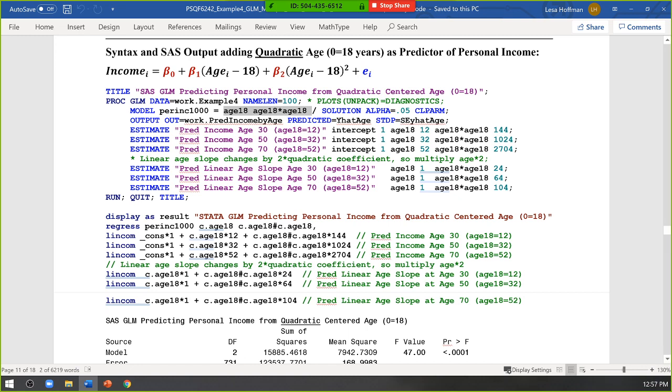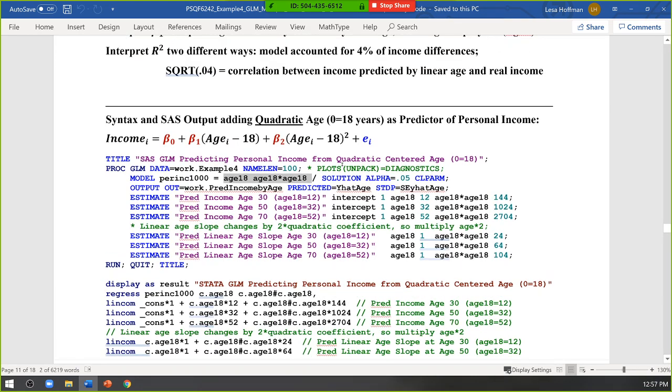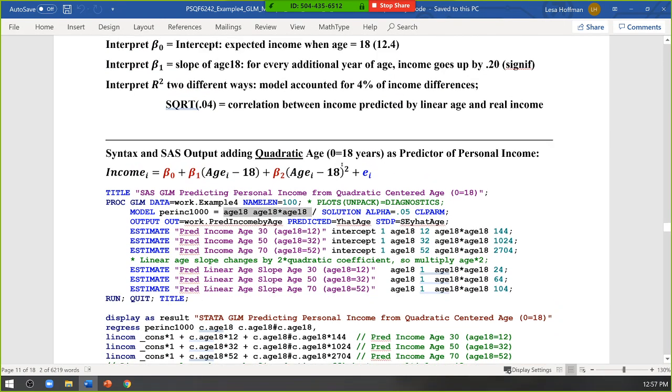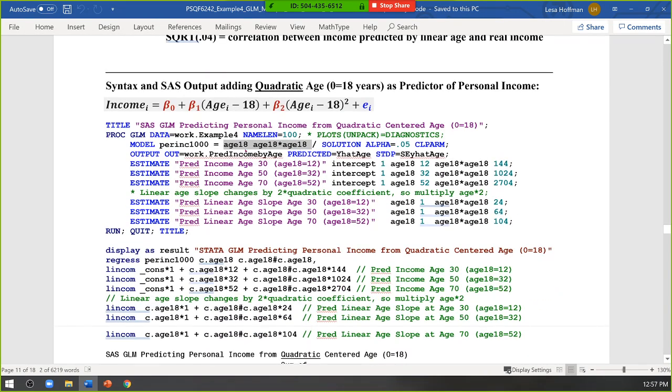So in SAS, it's this thing right here, an asterisk. That is used to define an interaction between variables in general, but more specifically here, it's an interaction of age by itself. So that is age squared. You don't have to make it as a variable in your data set. It gets made in the context of this model.